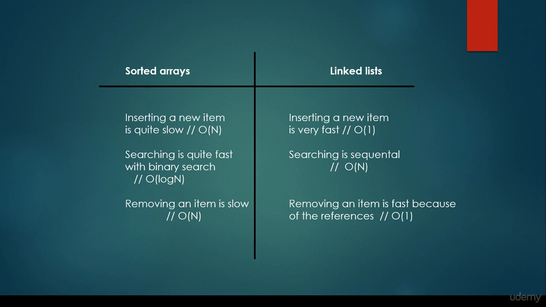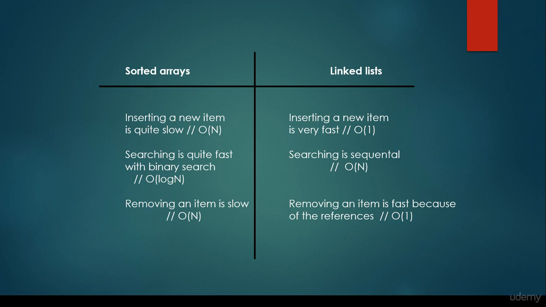If we would like to insert a new item into a linked list, on the other hand, we are going to end up with a quite fast algorithm. You just have to update the references and it can be done in O(1), so constant time complexity. But searching is quite fast with binary search if the array is sorted. For an array, it can have logarithmic time complexity. Searching is sequential for linked lists, so that's why we do not prefer searching in a linked list.